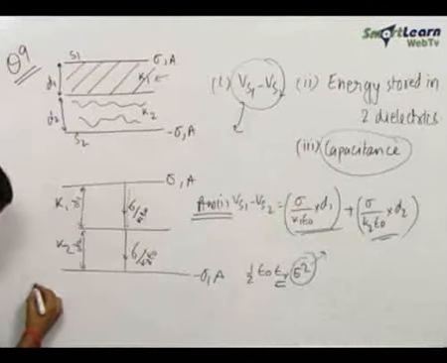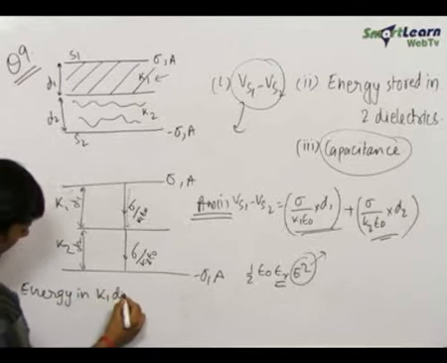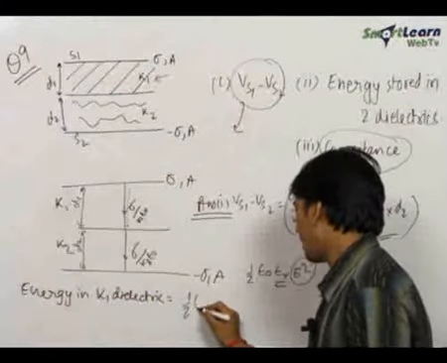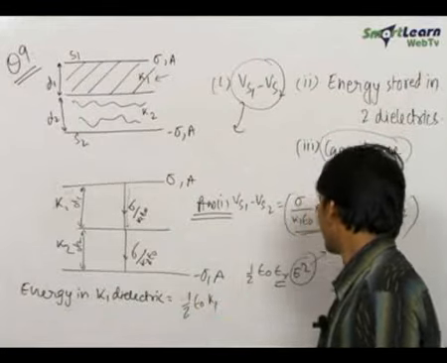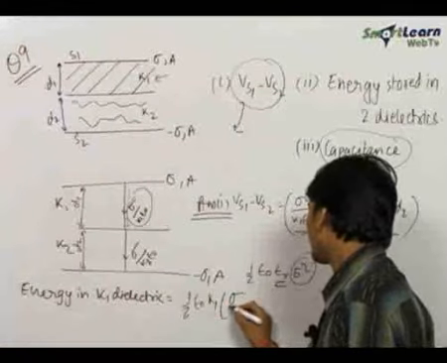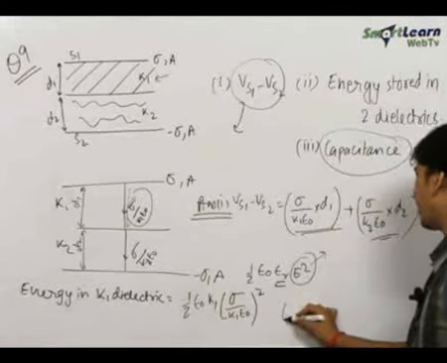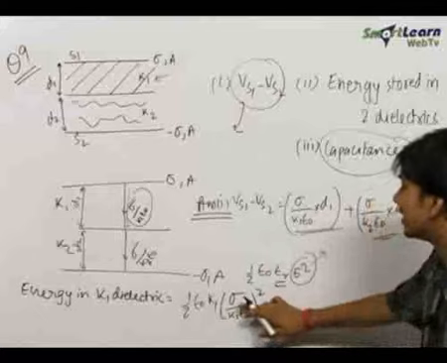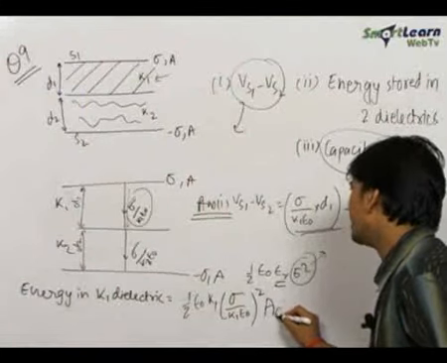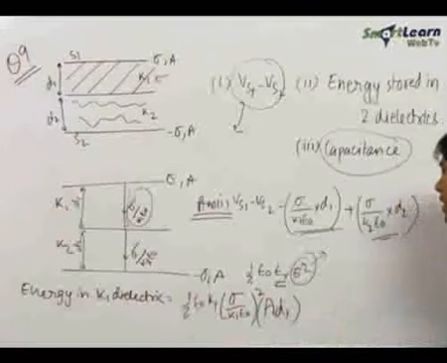So let us write the energy in K1 dielectric. This will be equal to half epsilon naught into K1, that is epsilon r is equal to K1, into electric field whole square, that is equal to sigma upon K1 epsilon 0 whole square. Once again this is the energy density, we will have to multiply it by the volume to get the energy stored in this dielectric, that is equal to A into d1. This is the volume. Energy density into volume gives us the energy stored in the K1 dielectric.